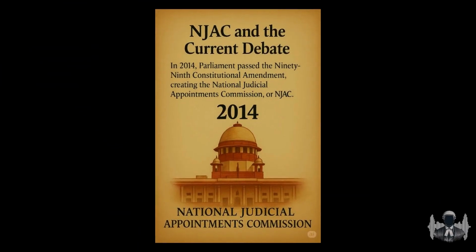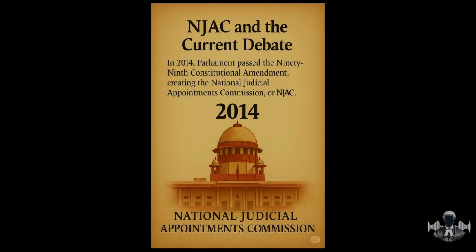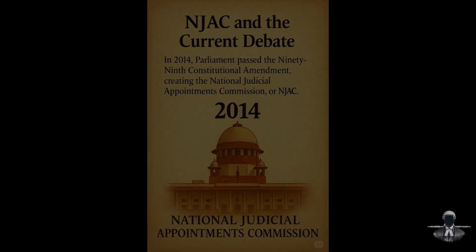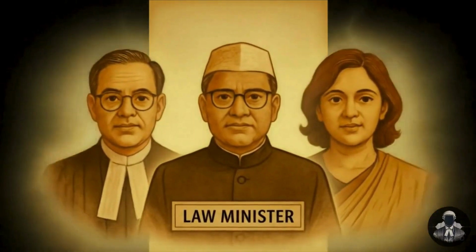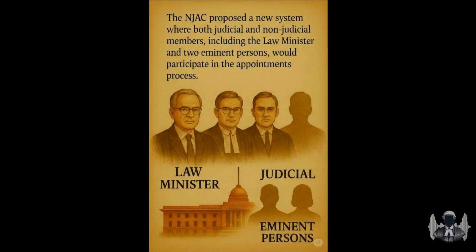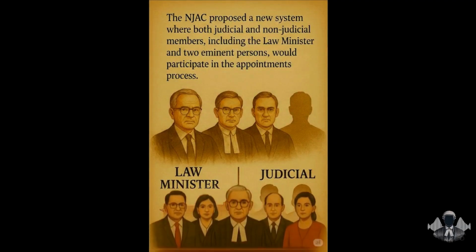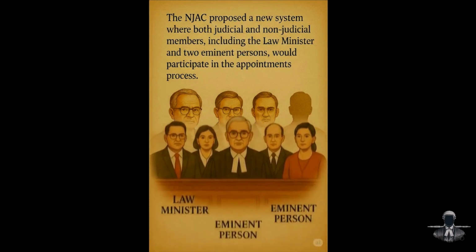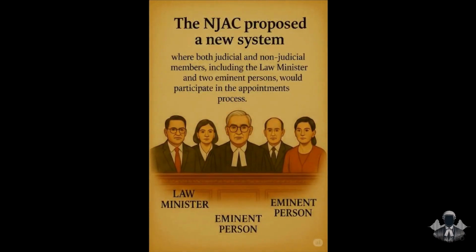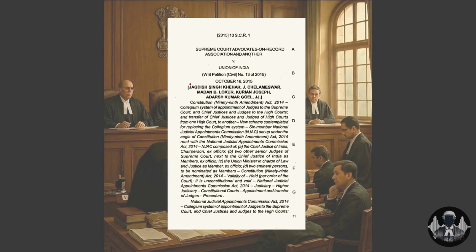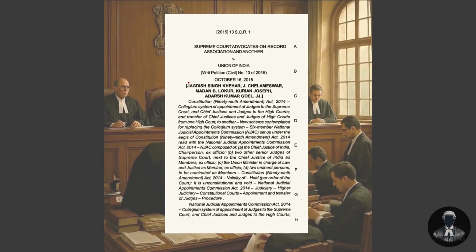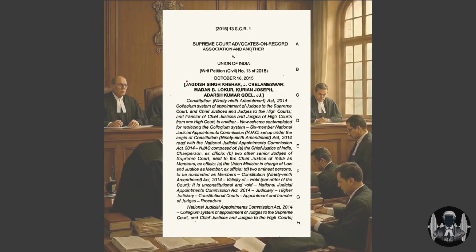In 2014, the Parliament passed the 99th Constitutional Amendment, creating the National Judicial Appointments Commission, or the NJAC. The NJAC proposed a new system where both judicial and non-judicial members, including the Law Minister and two eminent persons, would participate in the appointments process. In the Supreme Court Advocates on Record Association case 2015, the Supreme Court struck down the NJAC as unconstitutional.